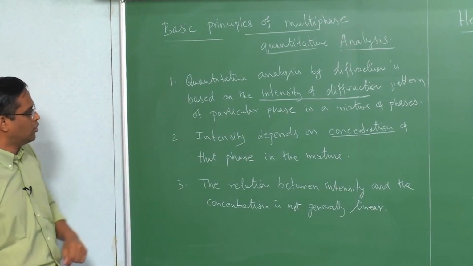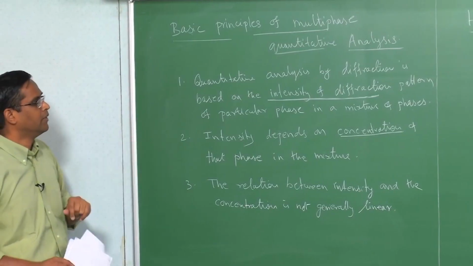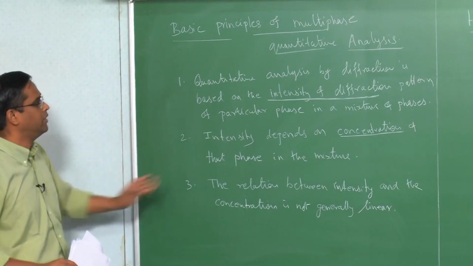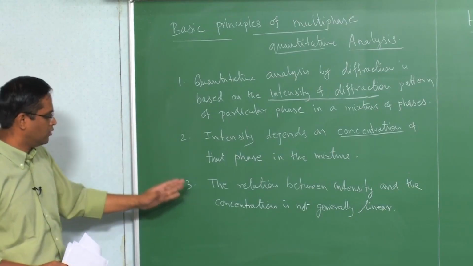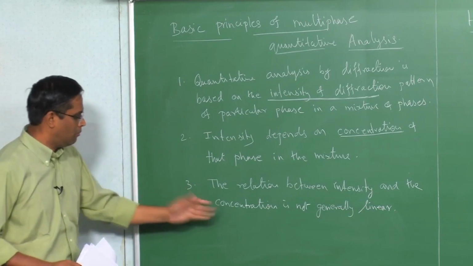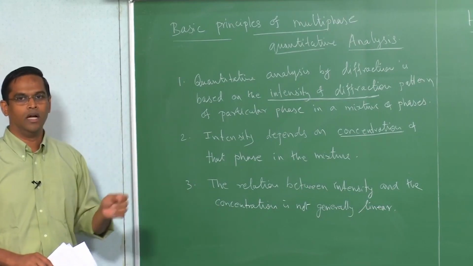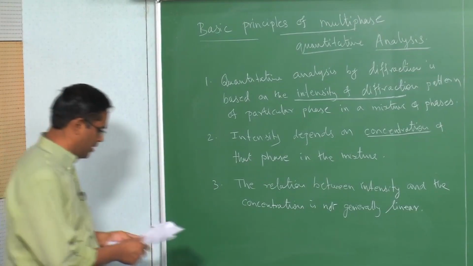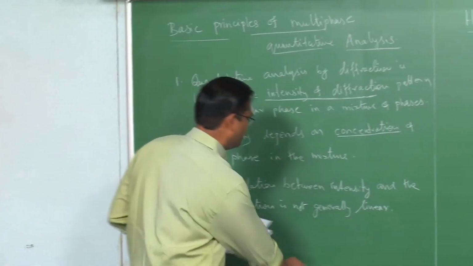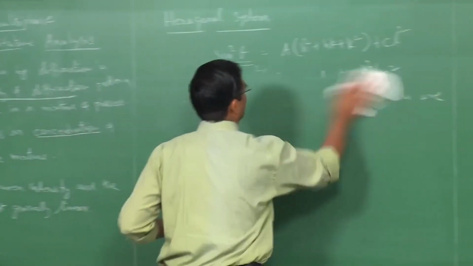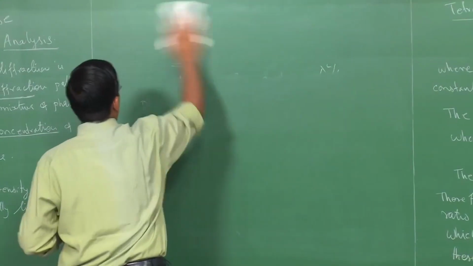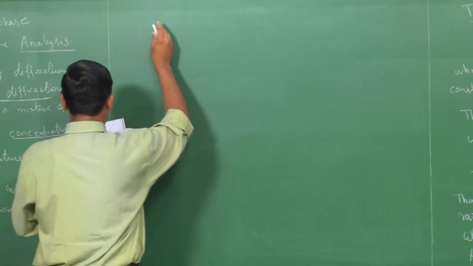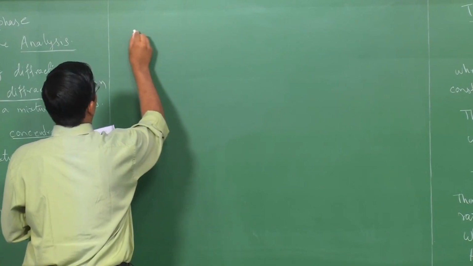So, in order to look at the possibility of identifying the phase using X-ray diffraction, we have to keep these 3 points in mind, and also the mass absorption coefficient of the mixture and its variation as a function of concentration has to be considered. So, to find out the relation between the intensity and the concentration of the phase, the starting point is the intensity expression.